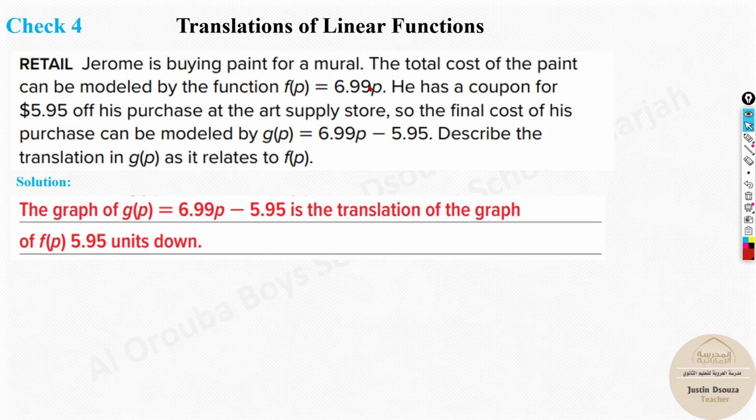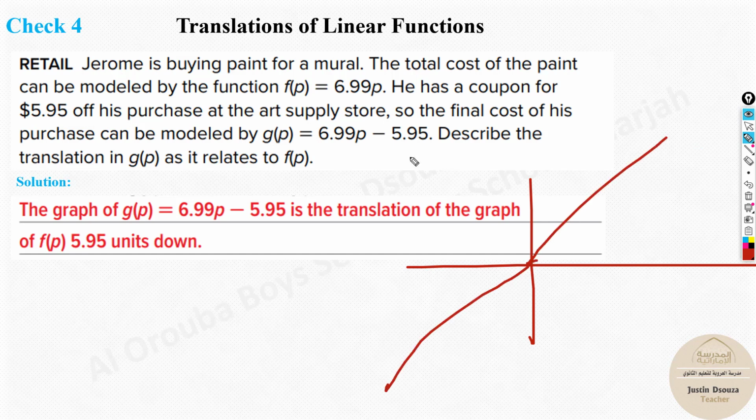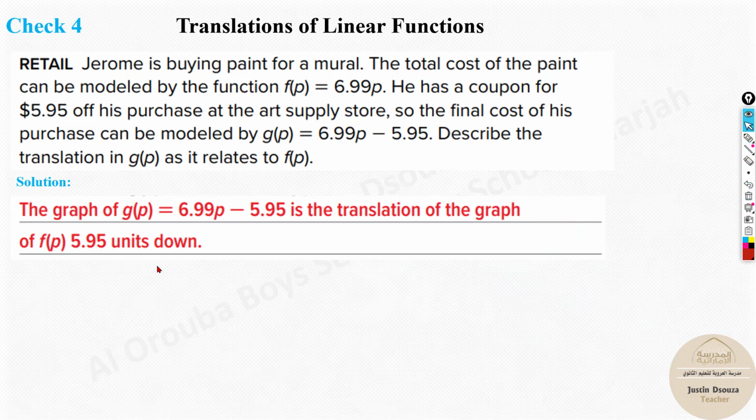Now here, you can see they have just told how to do this. Over here, this function doesn't have anything added to it. This is the parent function. Now minus 5.95. So what happens? If this is the first graph over here, the second function will be shifted down by negative 5.95 units. That's it. So 5.95 units down.